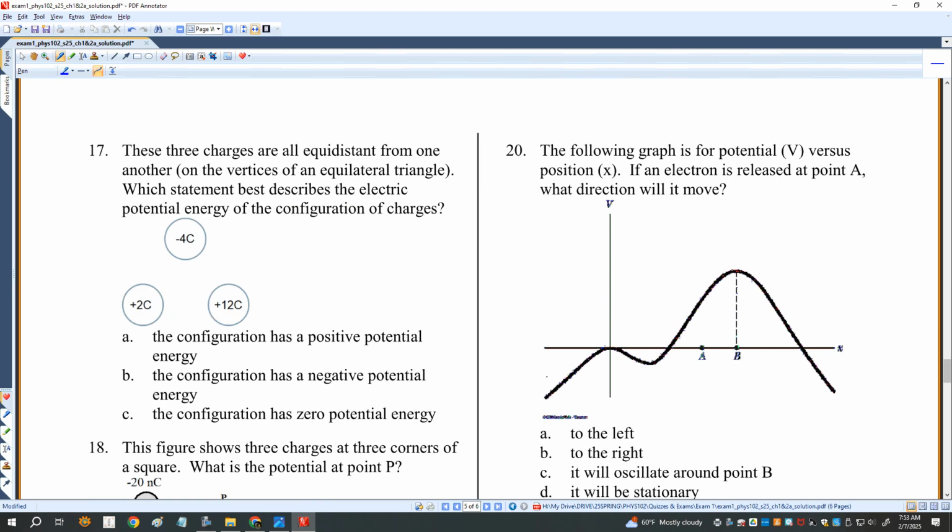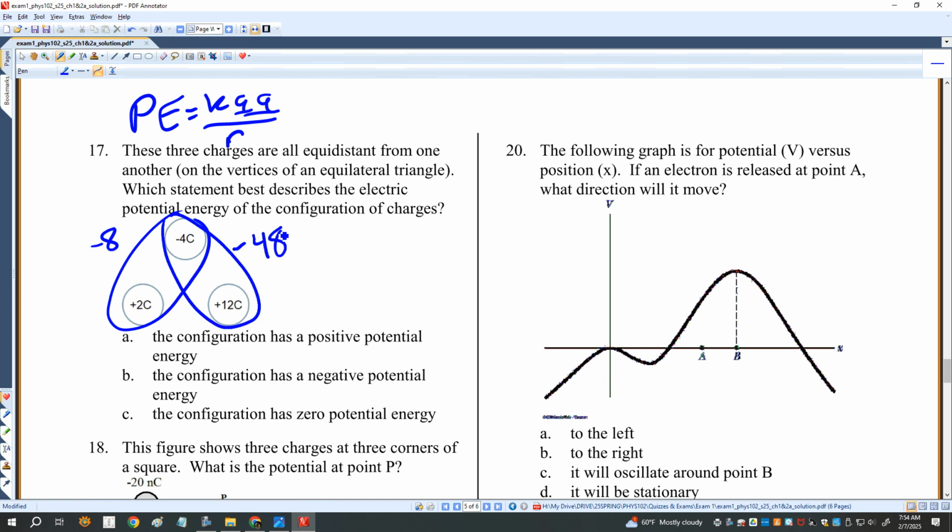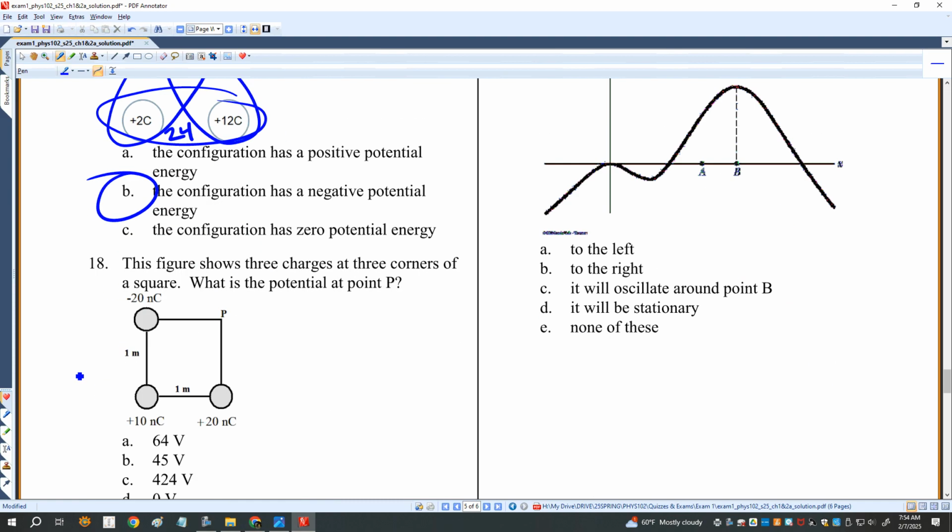All right, these three charges all are equidistant, and they're vertices of an equilateral triangle. I want to know what statement best describes the electric potential energy. So these aren't actually calculations of the energy, but they give a relative size of them. Remember, potential energy is KQQ over R. So here I would take the product of the two charges, -8 here, -48 here, +24, and then I can just add those up to give me a relative size of the potential energy, which is going to be a negative value. I don't know what, -56, 52, what, -32, I think. Anyway, the point is that it's negative, that the negative numbers are bigger than the positive numbers.